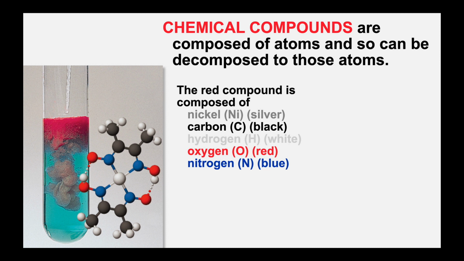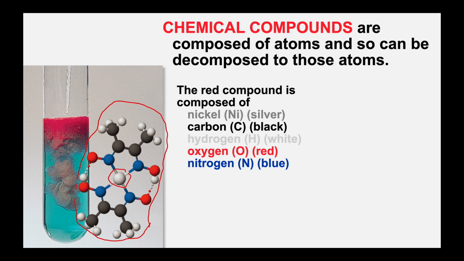Now, this picture here is a model. Atoms are so small that chemists use models to describe what they look like and how they're oriented in space. A lot of times the models are color coordinated. So the red atoms are oxygen, the one in the center right there is actually a nickel. The black atoms are carbons, the little white ones are hydrogens, and the blue are nitrogens.